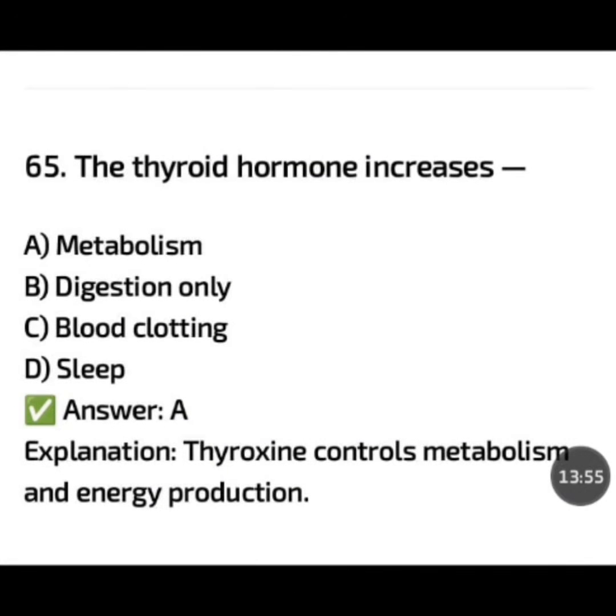Thyroid hormone increases: metabolism, digestion only, blood clotting, or sleep? The correct answer is option B, metabolism. Thyroxine controls metabolism and energy production.